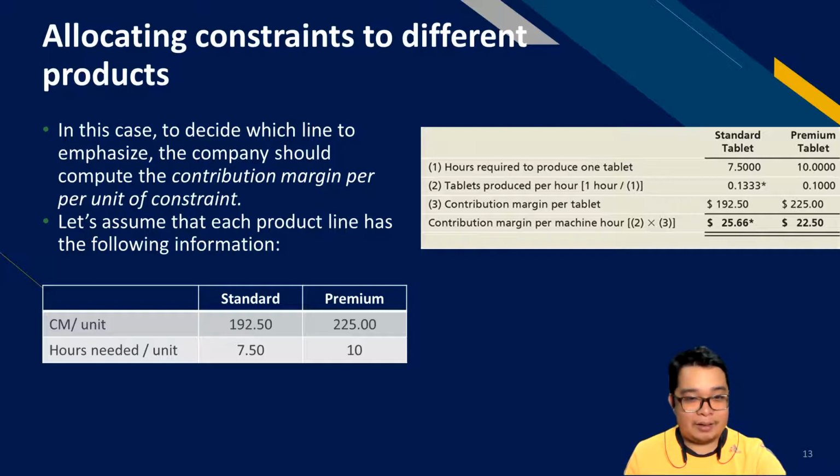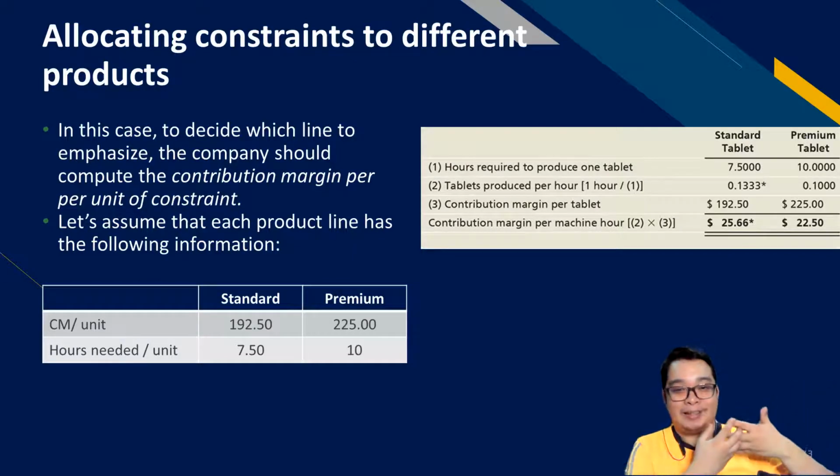Because it's more worthwhile. Of course, there is another constraint. It can't be 100% standard tablets. Why not? There is still the demand side. The market has a demand for standard tablets. So you can produce a huge amount, but you can't sell it. Therefore, this is the production side. You have to ask your marketing people, how many can you sell? So that's what we need to bridge.